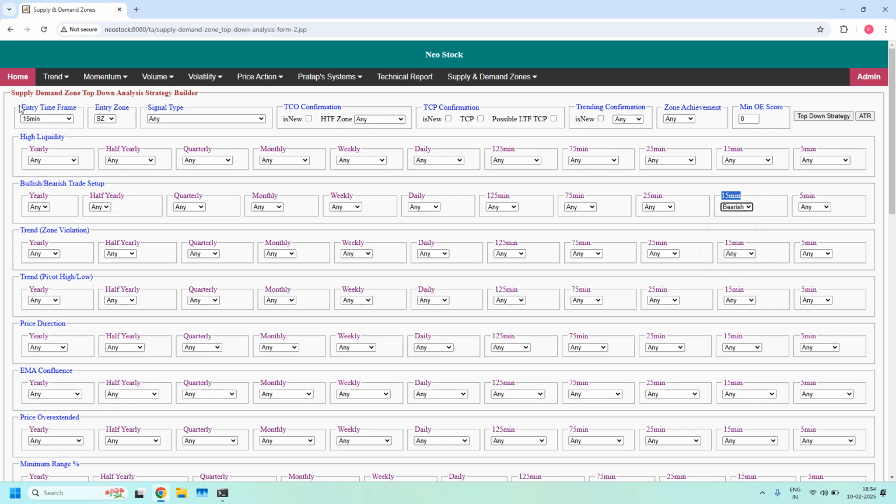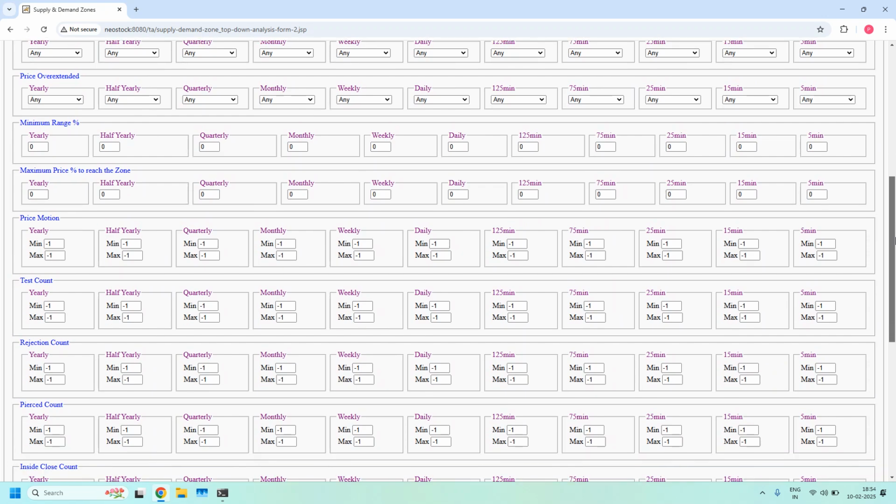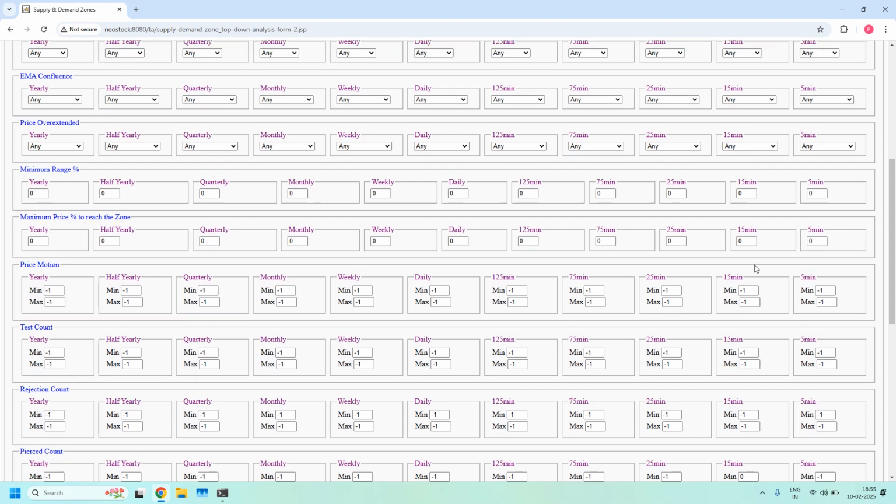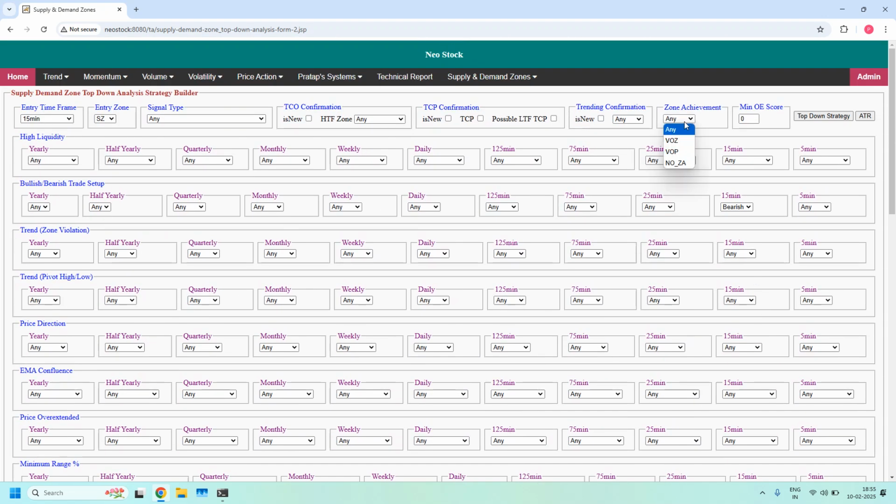And we should set 3 filters on 15 minutes supply zone. First filter is 15 minutes supply zone should not be pierced. So in the pierced count, at 15 minutes time frame, I am setting minimum value 0, maximum value 0. Zone achievement violated opposing zone, minimum odd enhanced score 12. All the 3 filters are applied to 15 minutes supply zone.